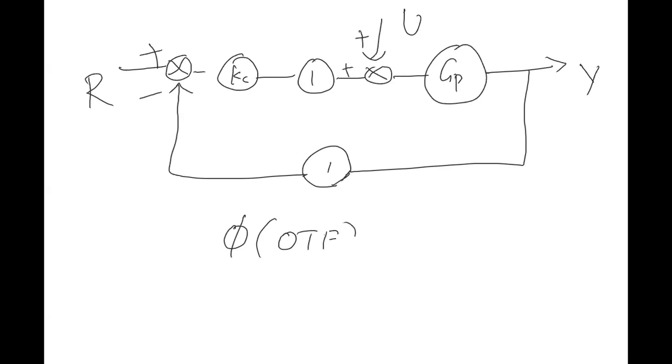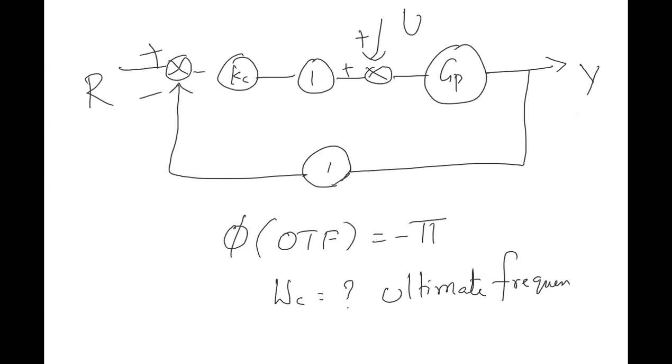Phase angle of the open loop transfer function equals minus pi. Find out what is omega c. This is what it is. This is root 0.935.